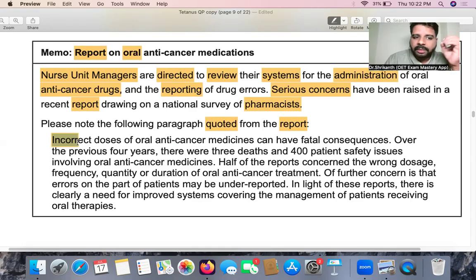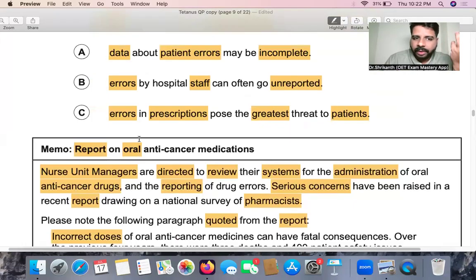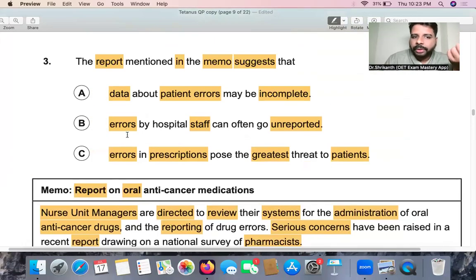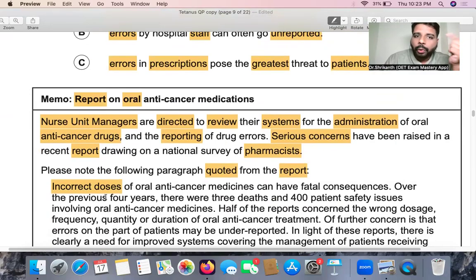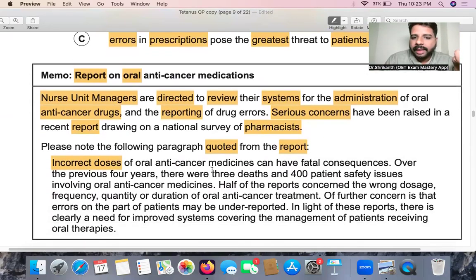Incorrect doses. Incorrect means what? Errors. See, this is a synonym. So instead of writing errors, they have written incorrect. Incorrect means opposite of correct. Okay, incorrect doses of oral anti-cancer medicines can have fatal consequences. Fatal means very dangerous, very life threatening. Life threatening is the meaning of fatal. Over the previous 4 years, so the past 4 years, there were 3 deaths and 400 patient safety issues.